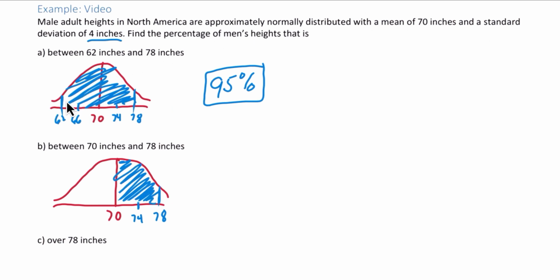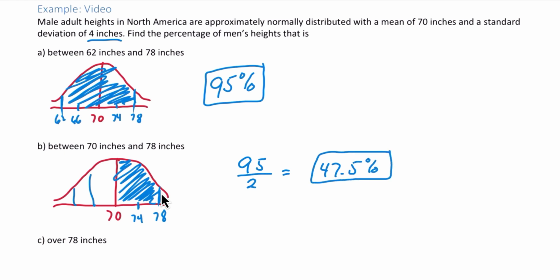Earlier, we found that 95% of all men fall within 2 standard deviations from the mean, looking at 2 to the left and 2 to the right. But this time we're only looking at the 2 standard deviations to the right of the mean. So we're cutting the previous data in half. We have 95% fall within 2. So if we included this side, you would have 95%, but we're cutting that in half because we're only looking at the right side. So we get 47.5% of men have heights between 70 and 78 inches.